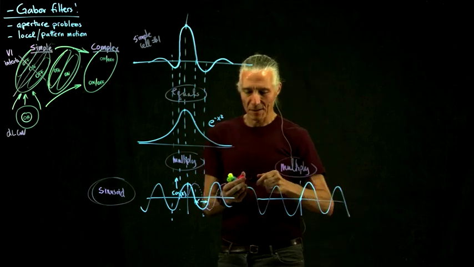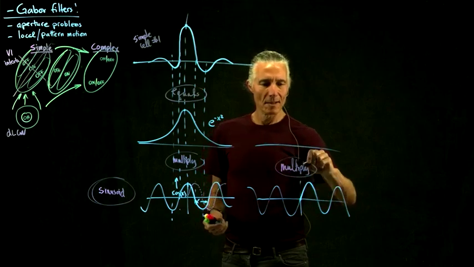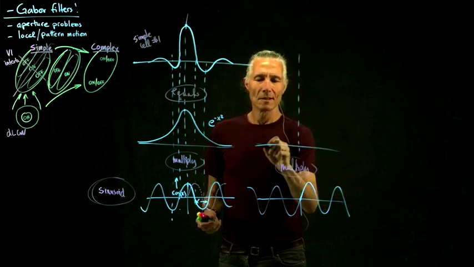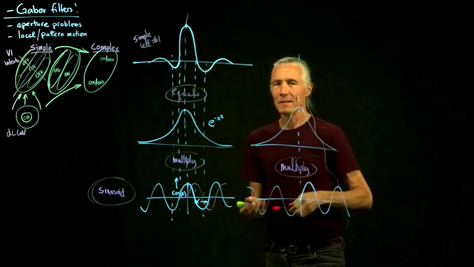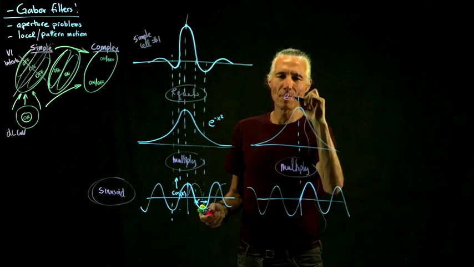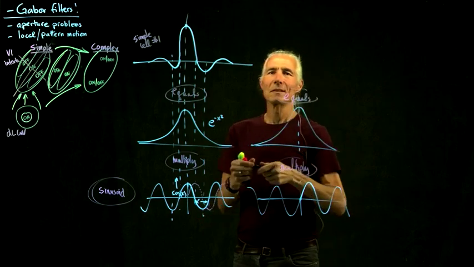So here's our same Gaussian here. It goes up right there, and that equals another Gabor filter. So here's another one.